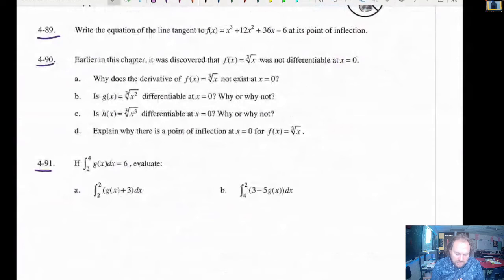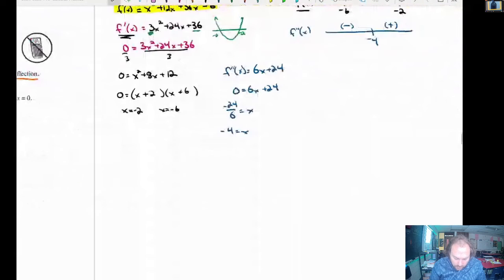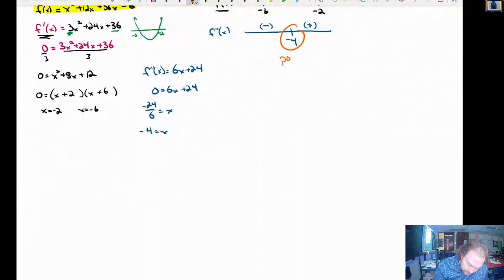489, we're going to write the equation of a line tangent to a graph at that point of inflection. The good news is it's the same function as before, so these two problems kind of go together. Oh, we're also asked for a point of inflection. Well, that's going to happen at -4. That's your point of inflection, because that's where the second derivative equals 0.